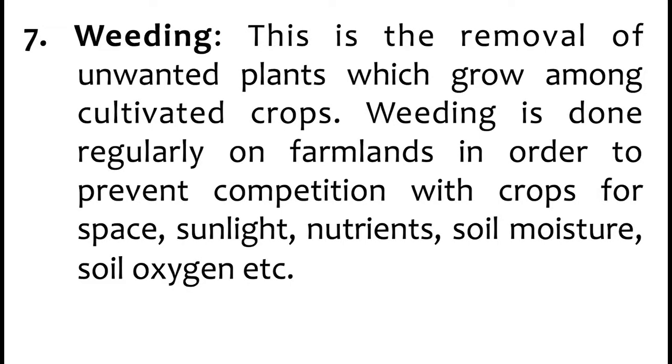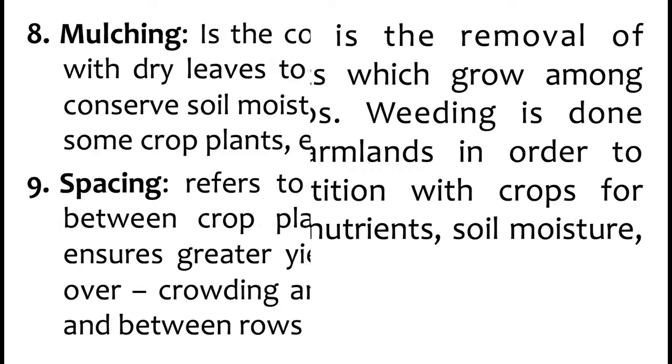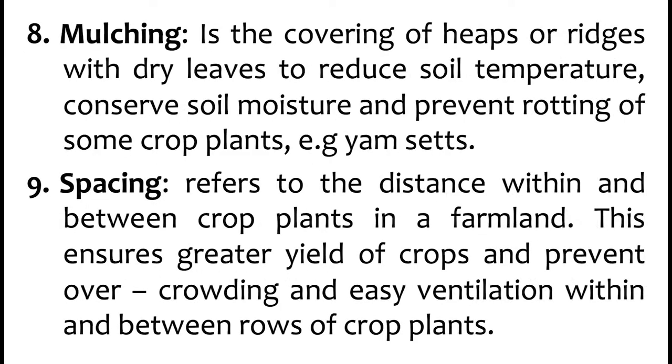Weeding is the removal of unwanted plants which grow among cultivated crops. Weeding is done regularly on farmland in order to prevent competition with the crops for space, sunlight, soil moisture, soil oxygen, etc. Number eight is mulching. Mulching is the covering of heaps or ridges with dry leaves to reduce the temperature, conserve soil moisture, and prevent rotting of some crop plants such as yam.